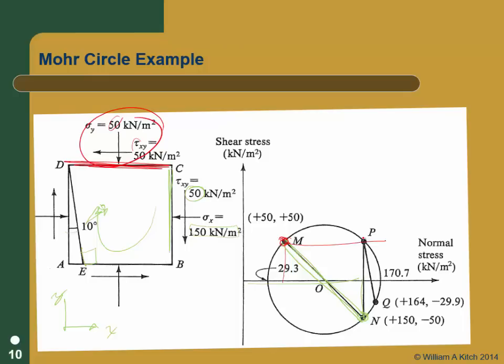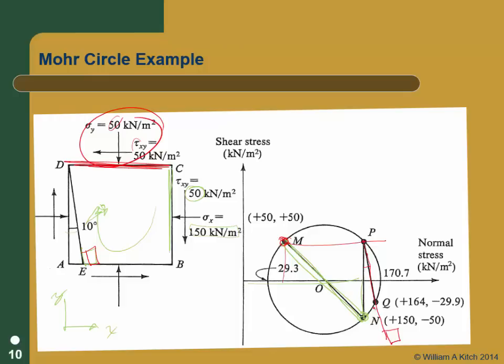Okay. So we're concerned about something that's 10 degrees off of that. So all I do is I start at the pole point. I'm concerned about this little square here. It's 10 degrees off of there. So I'm just going to draw, this is going to be 10 degrees. I'm just going to draw this line right there. There is my little elemental cube.